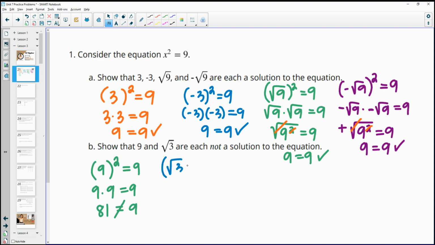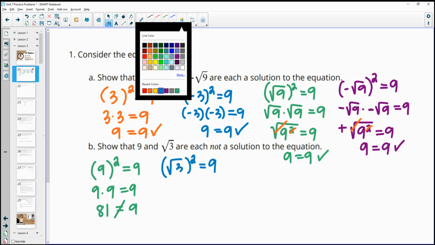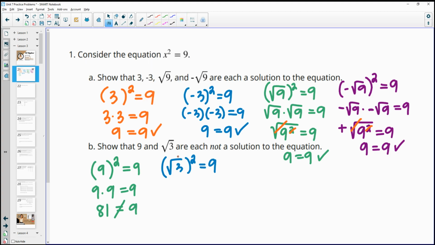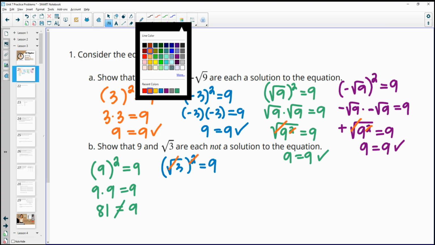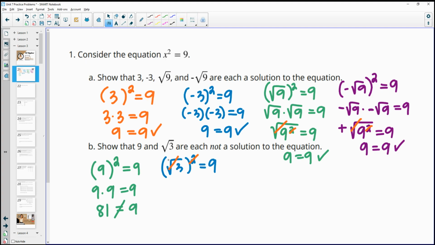And then square root 3 squared, does that equal 9? And so, in this one, maybe I'll just do this idea that the square root cancels the squared here. So that works this way as well. Okay, so it works if your square root is inside the squared. So square root and squared are inverses of each other, so they will cancel each other. And then we end up seeing that we get 3. And 3 does not equal 9, so that is also not a solution.